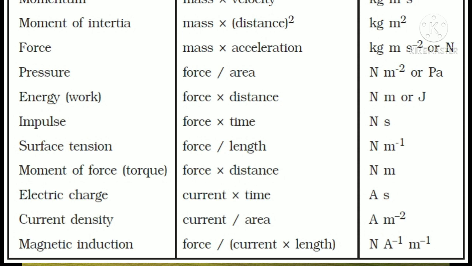Next one, current density. The expression is current by area. The unit is ampere meter power minus 2. Next one, magnetic induction. The expression is force by current into length. The unit is Newton ampere power minus 1 meter power minus 1. The current and length units are in the denominator, so ampere power minus 1 and meter power minus 1.